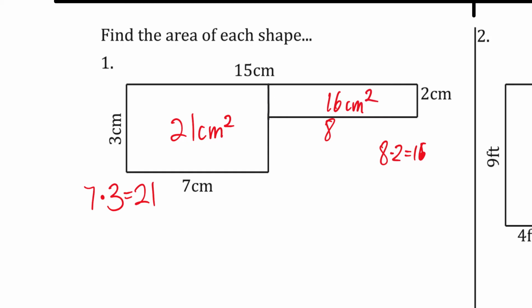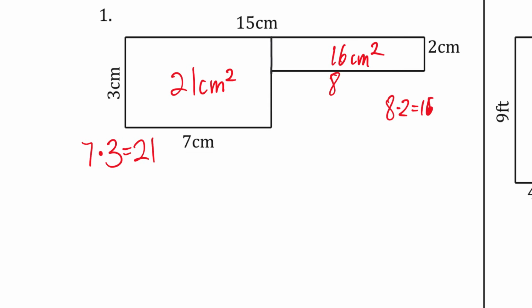And again, I know that doesn't match up at all to what's drawn. That doesn't look right, but we're going to go with the numbers. So now, what am I going to do to find the area of this whole thing? Yeah, just add them. So I'm going to go 21 plus 16 to give me what? 37. Going to give me 37 square centimeters.